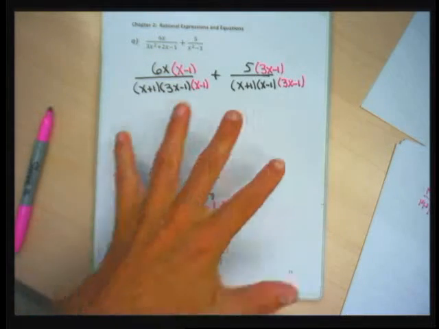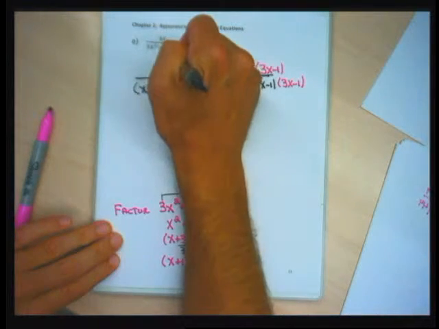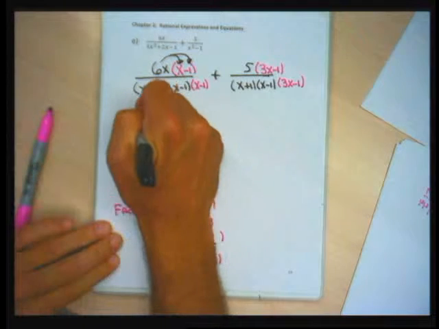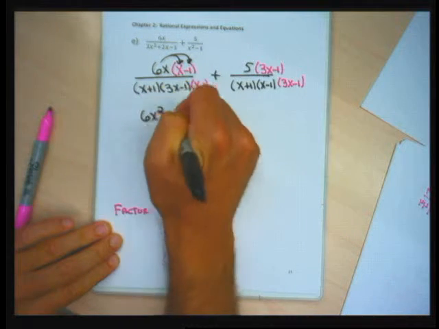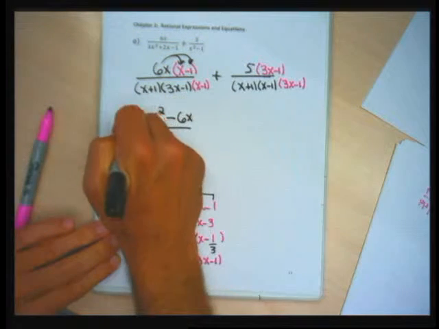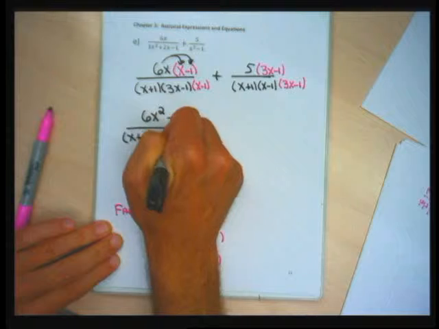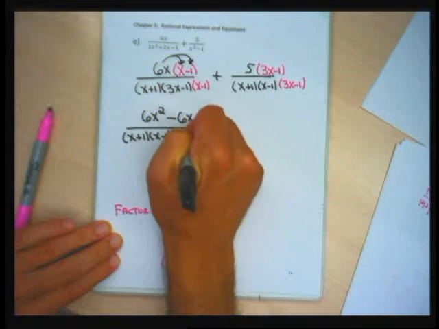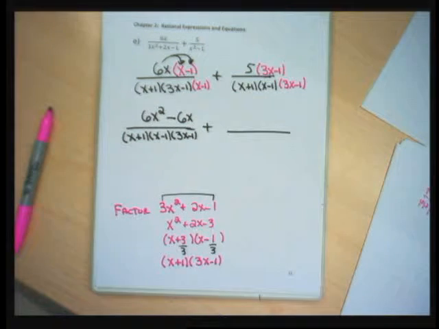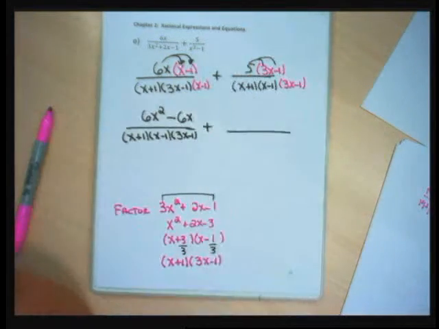So now I have each fraction with the same denominator. I'm going to multiply out the numerators. I'm going to go 6x times x and 6x times minus 1. 6x times x is 6x squared. 6x times minus 1 is minus 6x. I can write the denominators in any order that I choose. I can shuffle these parentheses around. There isn't a right and a wrong way to shuffle these parentheses, but I might as well write both sides the same. Now I'm going to simplify the right numerator.